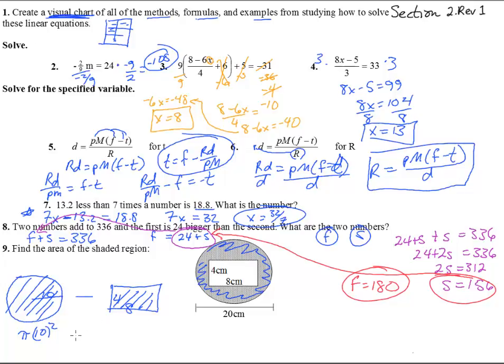4 times 8 is 32. So if we punch that in the calculator, pi times 10 squared minus 32 gives us 282 point, round to the, I don't know, 2 decimal places is fine, or if you did 282.2, that'd be fine too. And we are in centimeters squared because this is an area. Good.